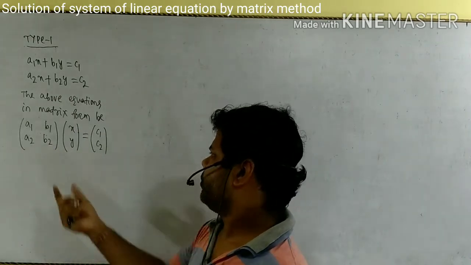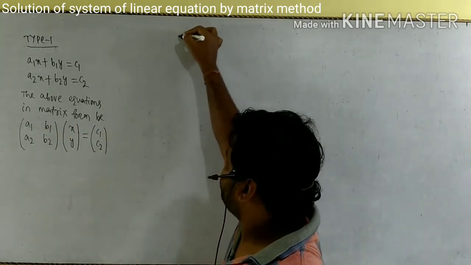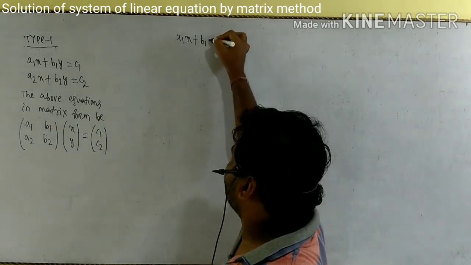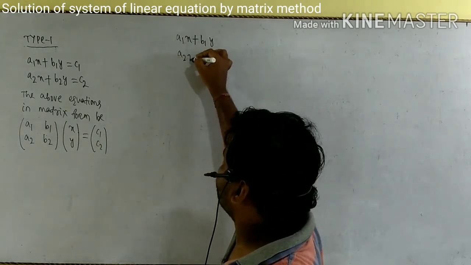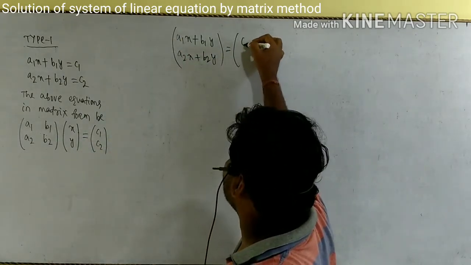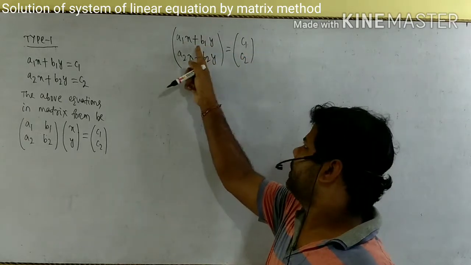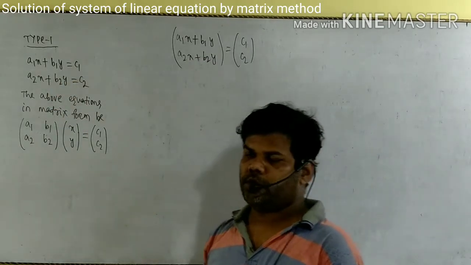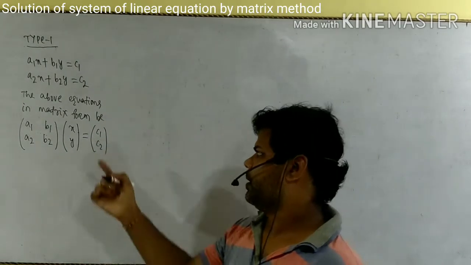If you multiply these two, how to multiply? You have to multiply these two. This with this will be a1x plus b1y. Now this with this, a2x plus b2y. This is the matrix. If you multiply these two matrices, it is equal to c1, c2. Now if these two matrices are equal, the corresponding elements are equal, this equal to this and this equal to this. So you are getting this. So you can write these two equations in matrix form like this.